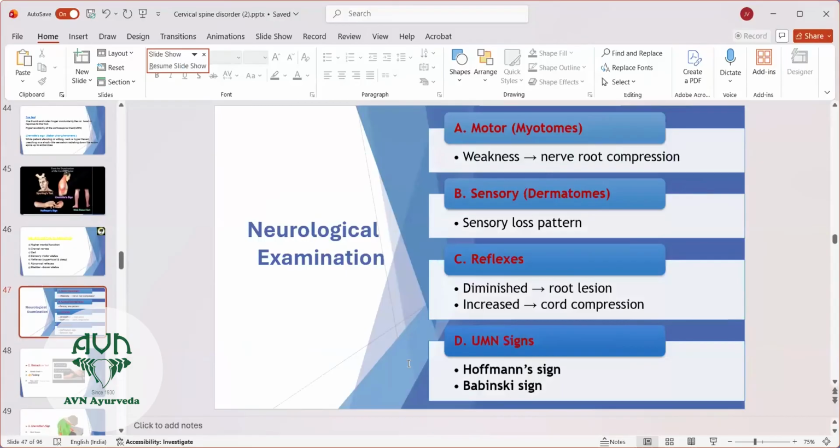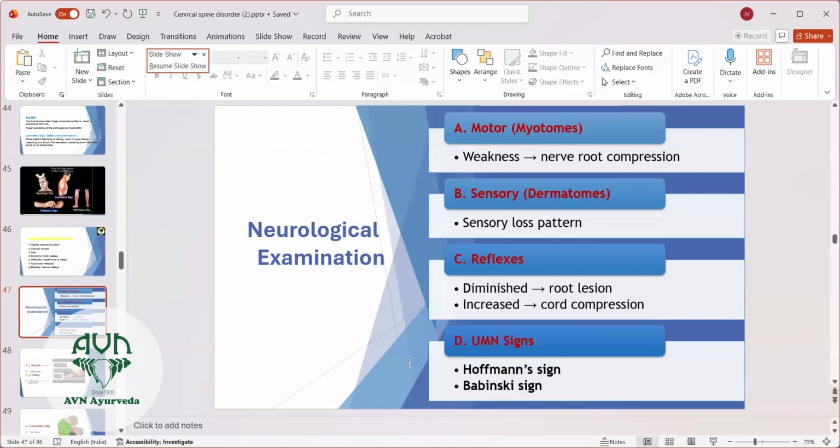If it is a myelopathy or spondylitis, if there is any nerve root compression, we can observe weakness of the muscles. We also have to look for sensory loss, and the reflexes. If the reflexes are diminished, that means a root lesion is there, and if the reflexes are increased, cord compression is there. That is the difference.